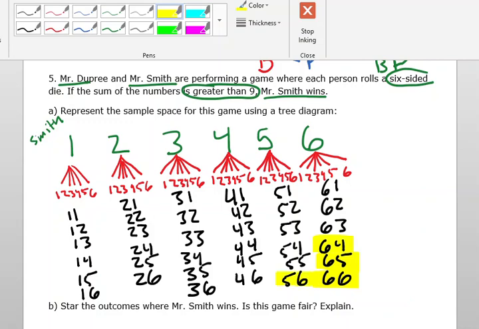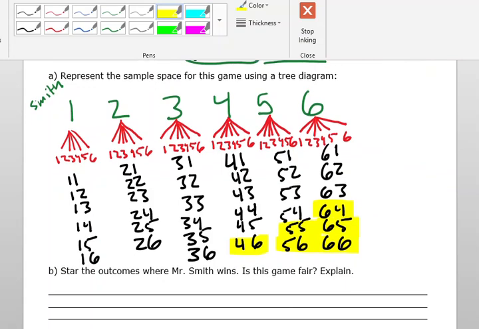5 plus 6 is 11. 5 plus 5 is 10. This is not greater than 9. 4 plus 6 is 10. And then I know now that I'm not going to have anything else greater than 9. So 3 plus 6 is 9. 3 plus 5 is 8. 3 plus 4 is 7, and so forth and so on. All right, so there are only 1, 2, 3, 4, 5, 6 ways that Mr. Smith can win by getting a 10 or more, or greater than 9.